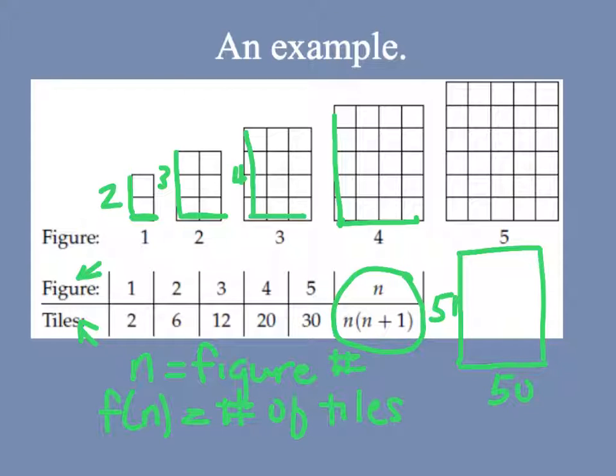But here's our rule right here. Depending on what your n is, your output is going to be n times n plus 1. When n is 5, it's 5 times 6. When n is 6, it's 6 times 7, n plus 1, etc., etc. So a rule, a function, is just a way of predicting the output.